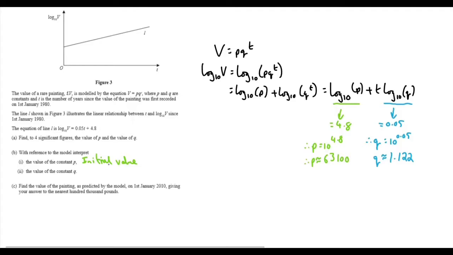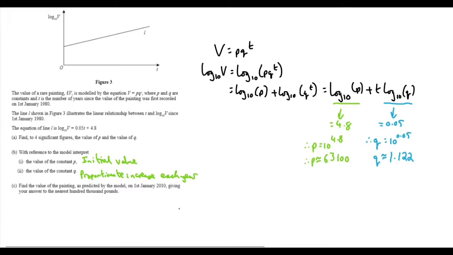Then, as for q, that would be the proportionate increase of the value each year. So basically each year you take your initial value and you multiply it by q every single time, whatever the value of t is. So p is the initial value, and then q is the proportional increase of that value each year.